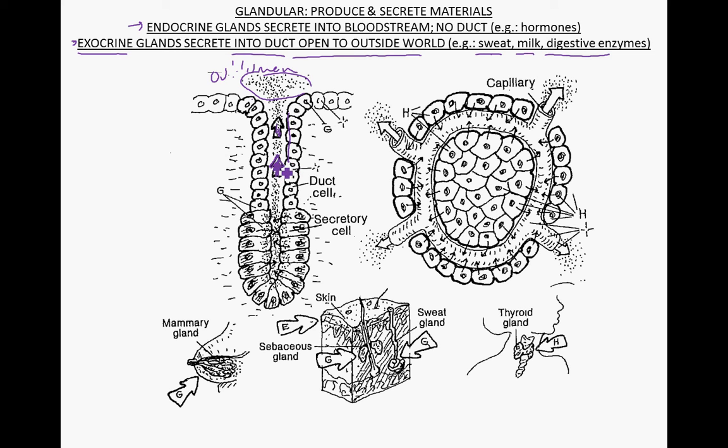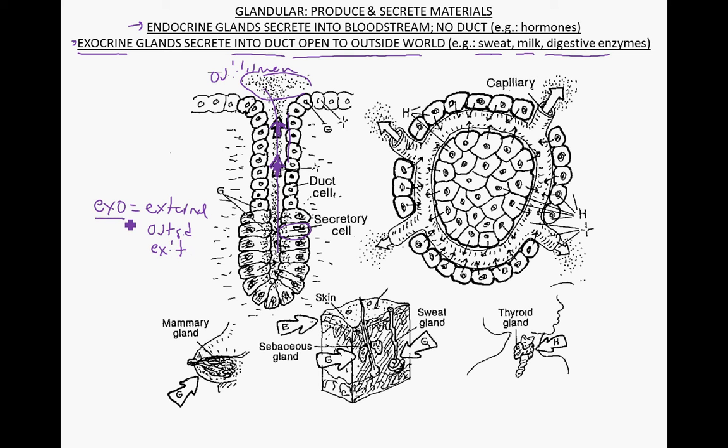This is a one-way flow here. So these arrows are going this way. These cells down here, these secretory cells, are the ones that produced it. So if the secretion is going into a duct that's open to the outside world, you're dealing with an exocrine gland. Exo, external, outside, right? Exit. It's exiting the cell to the outside world.